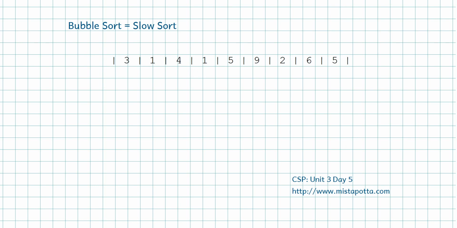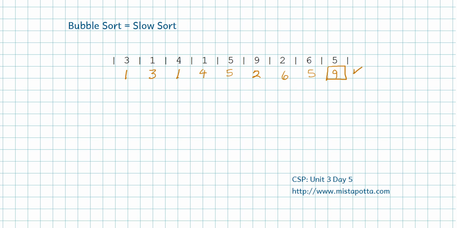I look at numbers, and if they're not in the right order, I swap them. So these are going to be swapped to a 1 and a 3. The 3 and the 4 are fine. The 4 and the 1 are not, so they're going to get swapped. 4 and 5 are fine. 5 and 9 are fine. 9 and 2 are not, so they're going to swap. That means this is now a 9. 9 and 6 are not. 9 and 5 are not. And my 9 ends up being over here. And this is known to be in the right spot.